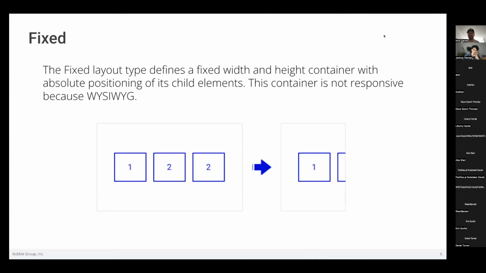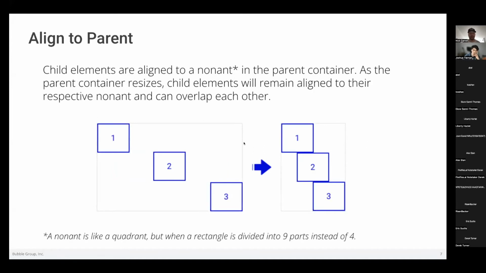So the first is fixed. It's what you see is what you get, right? It's not responsive. If you were to shrink that screen size, things would get cut off. So not anything too fancy here. It's just fixed height, fixed width. The next container type is aligned to parent. This is something that we came up with where you align your child content to different nonants. Nonants are like quadrants, but when you break a box up into 9. This allows you to do things like shown in this diagram, or allows you to have overlapping elements. And we'll get into when you use an aligned to parent a little bit later.